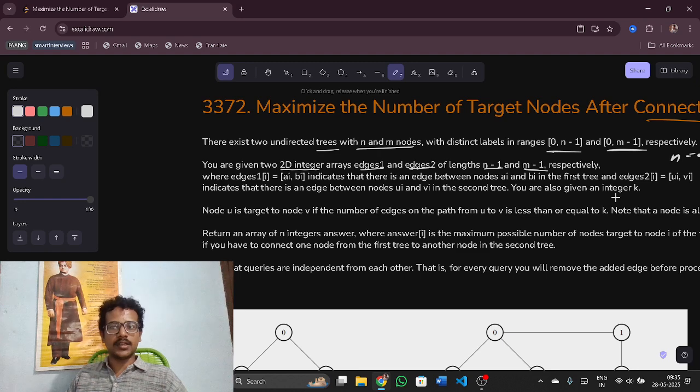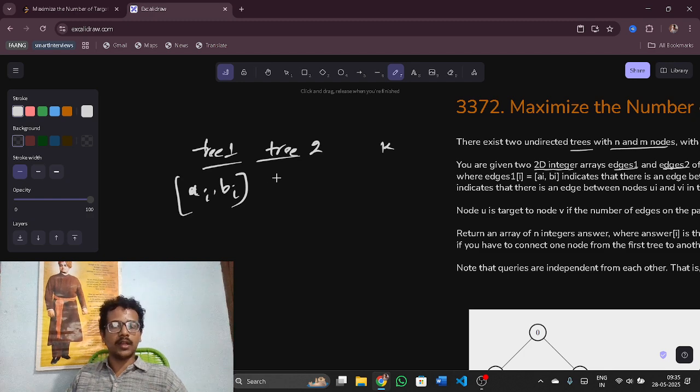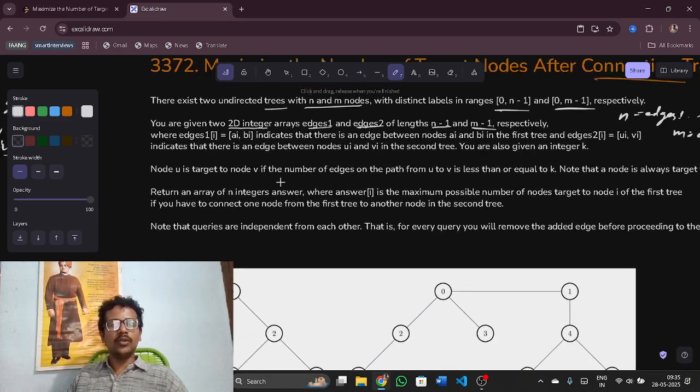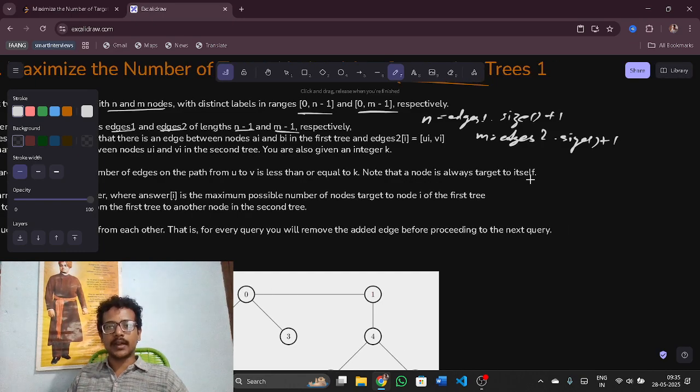You are also given an integer k. So we are given tree 1 and tree 2 and an integer k. These are just given as edges ai comma bi, that means there is an edge between ai and bi. We have ui and vi, edge between ui and vi. Now node u is the target to node v if the number of edges on the path from u to v is less than or equal to k. Note that a node is always target to itself.